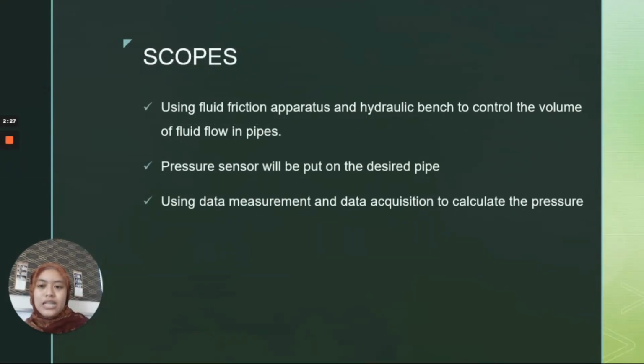Last but not least, we have the scopes for this experiment. Firstly, we use the fluid friction apparatus and hydraulic bench to control the volume of fluid flow in pipes. Next, we will put the pressure sensor on the desired pipe and use data measurement and data acquisition to calculate the pressure. Thank you.